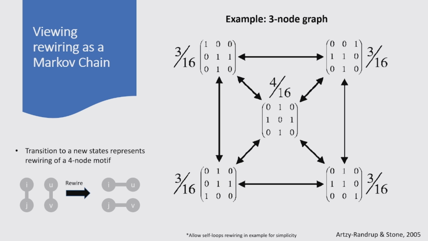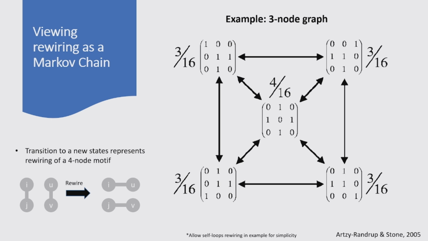But the basic idea is that each rewiring step, so when we take those 4 nodes, it's often referred to as a checkerboard pattern, and we perform a rewiring, that's one step in a Markov chain. And each state in our Markov chain is the rewired network. So we can model the rewiring as a Markov chain.